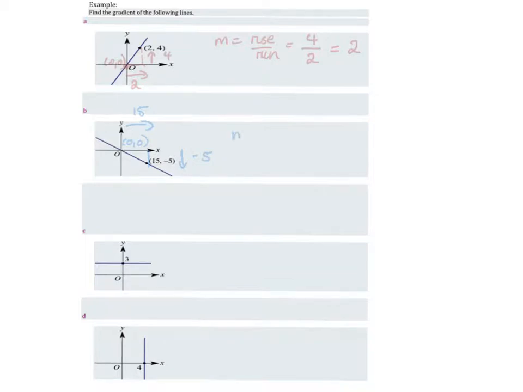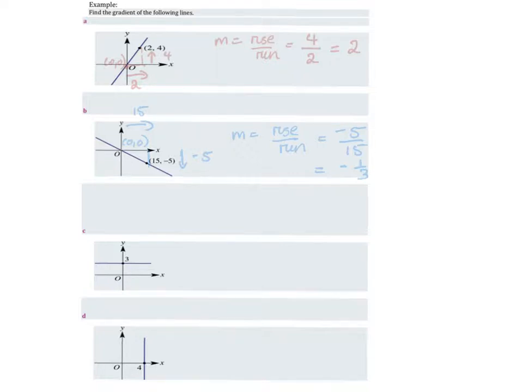So remember, gradient equals rise over run. My rise in this case is negative 5. My run is 15. Negative 5 over 15 is negative 1/3. Again, was I expecting a negative gradient? Yes, I was. So negative 1/3 looks right there.